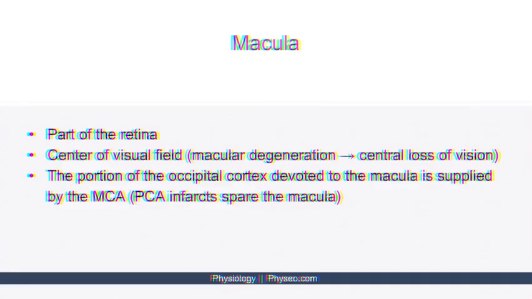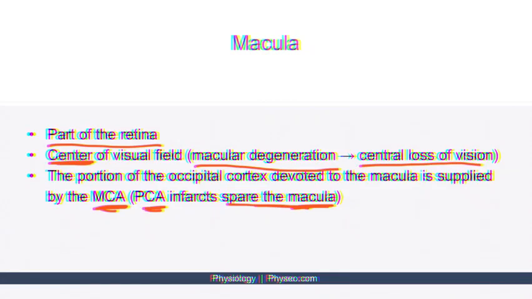So the macula is a part of the retina. It's the, again, center field of vision, and it's the center of the retina, essentially. So macular degeneration would lead to central loss of vision. Now the portion of the occipital cortex devoted to the macula is supplied by the middle cerebral artery. So if you have a posterior cerebral artery that damages the occipital cortex, then we will have macular sparing. It'll spare the macula. And we'll explain this situation in a little bit more detail when we get to the vascular portion of this lecture.